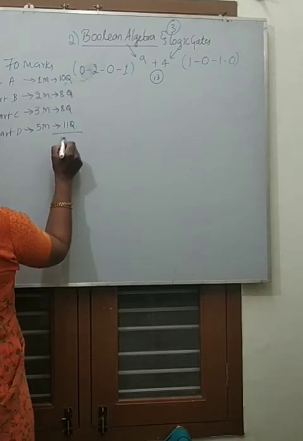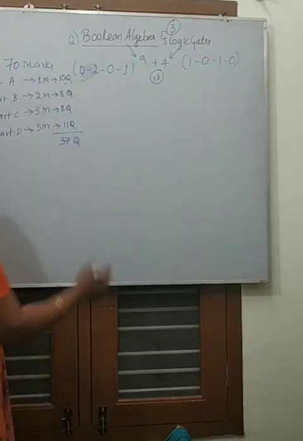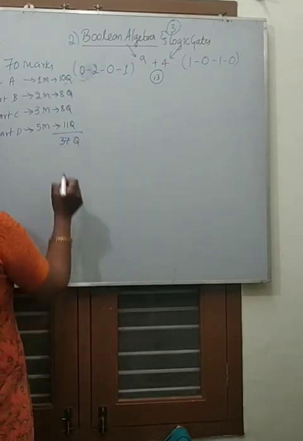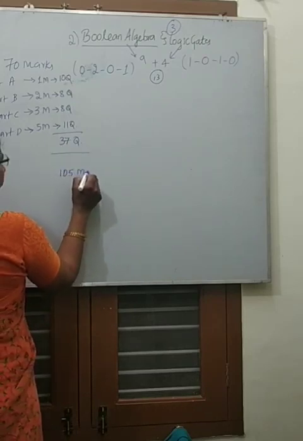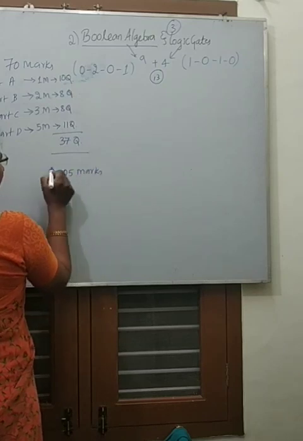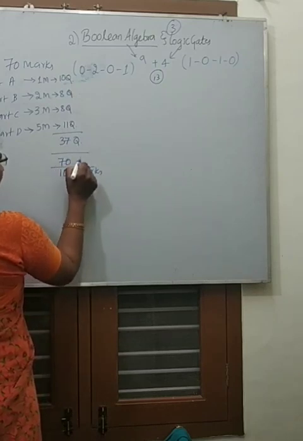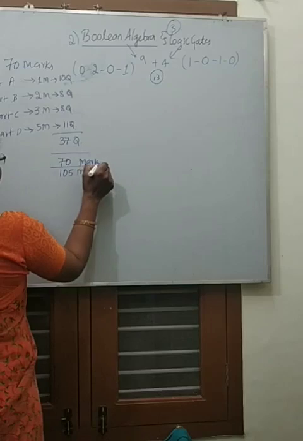So together 37 questions will be there in your theory paper. The paper will be set for 105 marks. In that you need to write for only 70 marks.